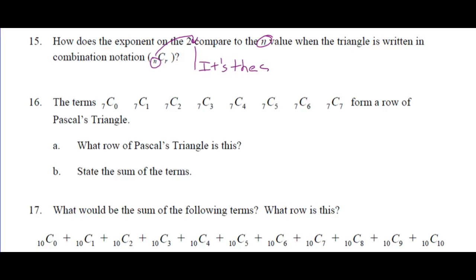So when you're writing a combination notation, then you say it's 2 to the n. So 7 choose 0, 7 choose 1, and so on, those terms form a row. What row is this? Okay, so it's got 8 terms. You always count them up, right? Or just say if it's 7, then there's the 7. Oh, but then there's choosing none, which makes 8. So that's the 8th row. What's the sum of the terms? 2 to the 7th, which is 128.